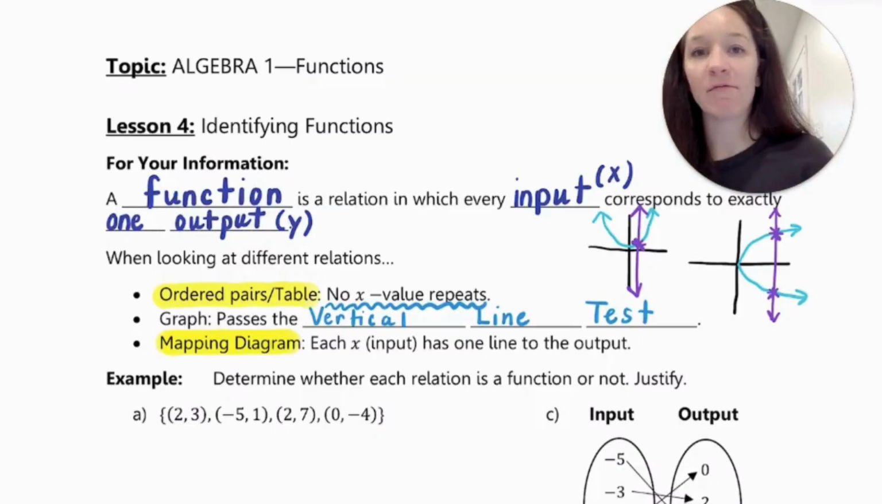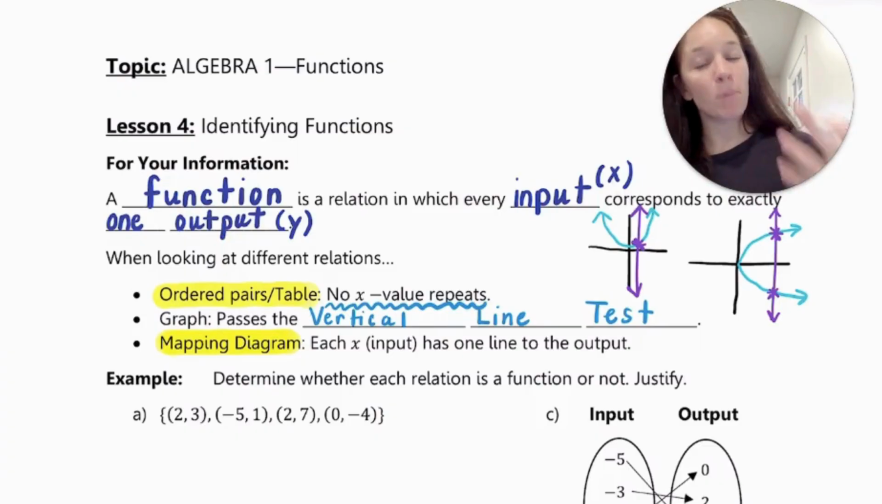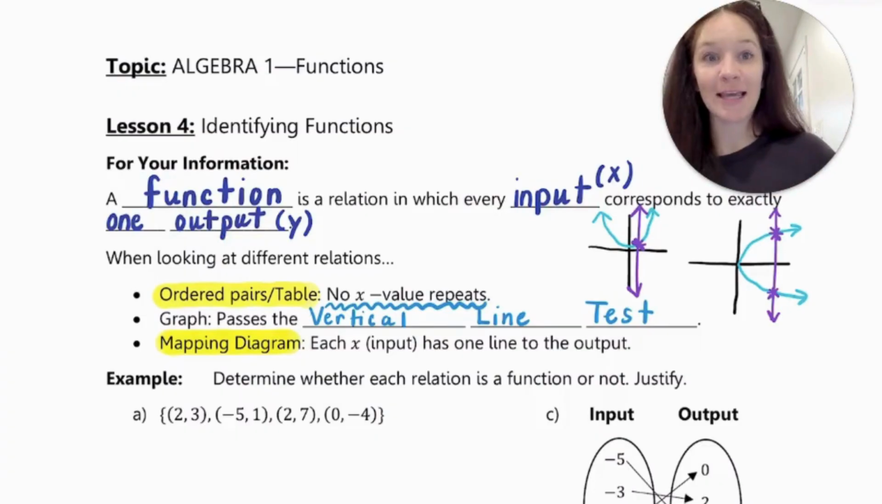They can all be 5. They can all be 7. They can have multiple inputs with that same output, but the inputs have to be unique.